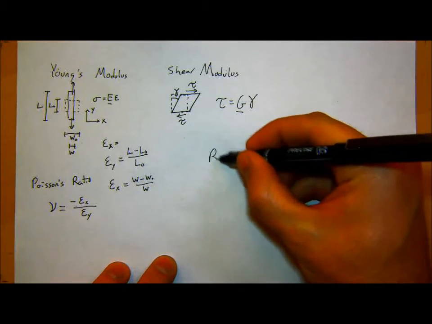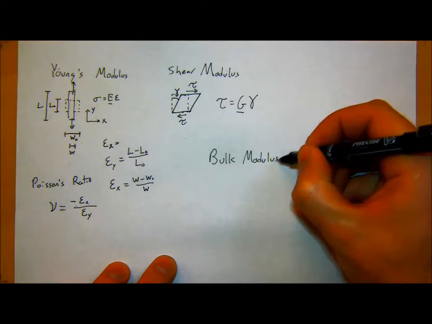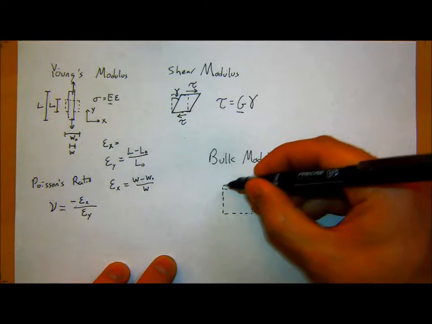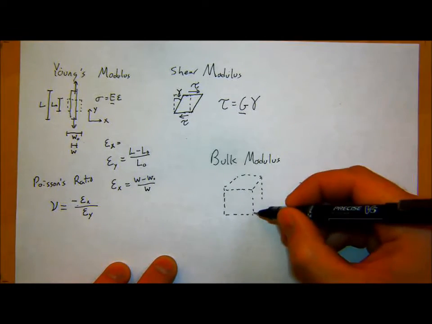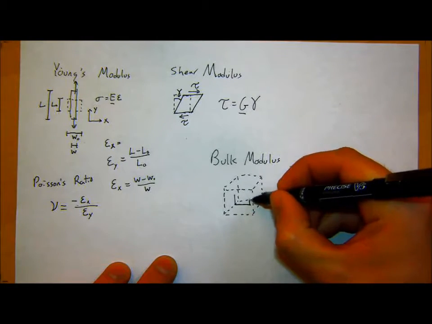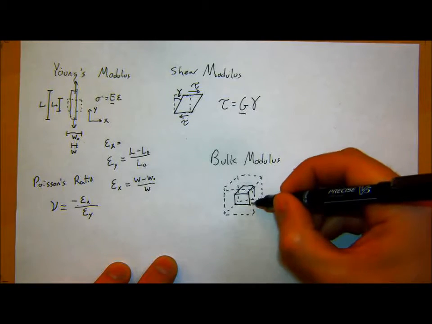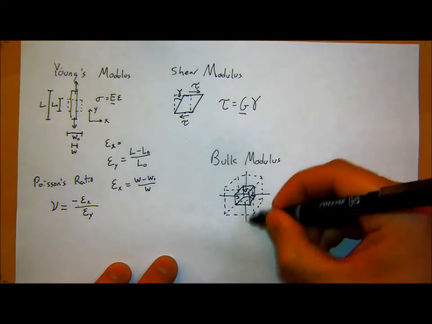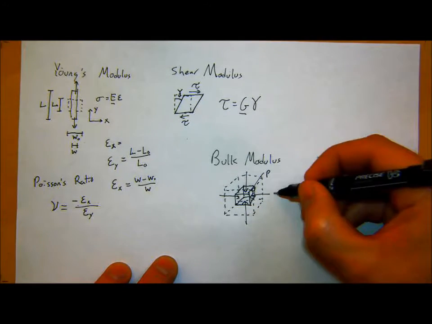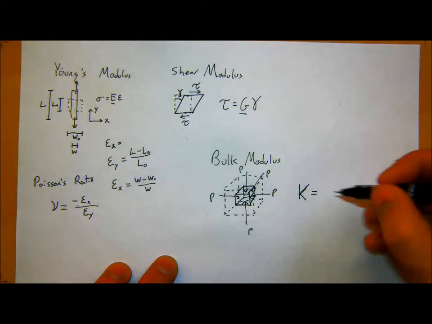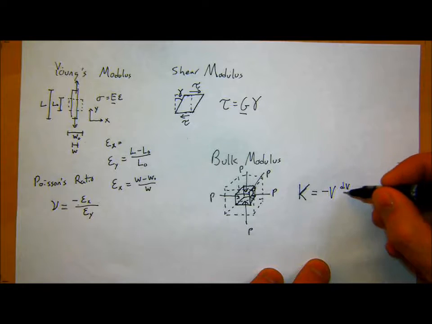What else? We can define a bulk modulus, where if I have originally some big block of material and I then go and compress it down with a uniform force P. Some force in the back. All of these are uniform forces P. I can define a bulk modulus K is equal to the volume change, dP dV.